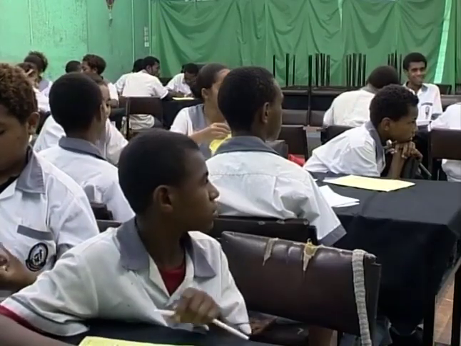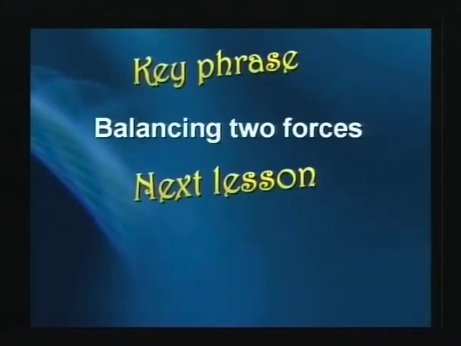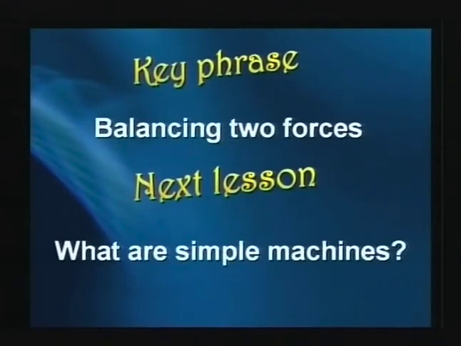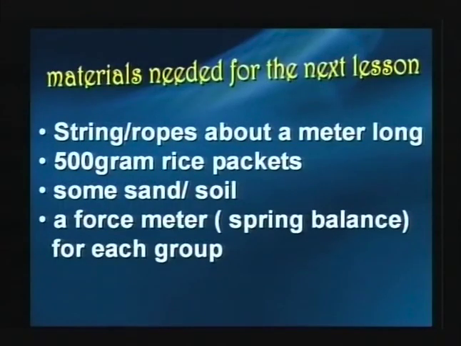Our key phrase for this lesson, balancing two forces. Our next lesson, what are simple machines? Now, these are the materials that we will need for the next lesson. Class and the receiving students, you are to provide empty 500 gram rice packets, or it can be sugar packets. You fill that, help your teacher, and fill that with sand or soil.